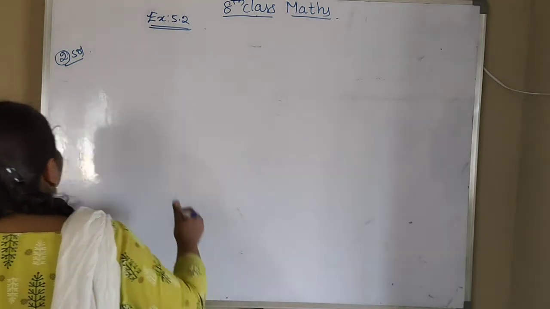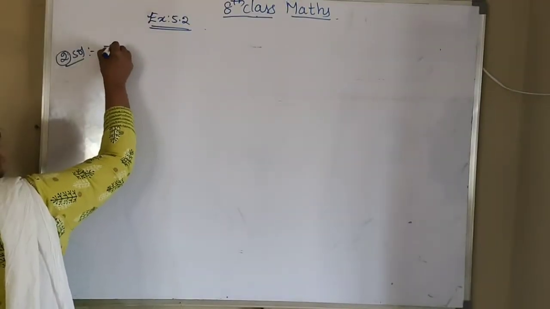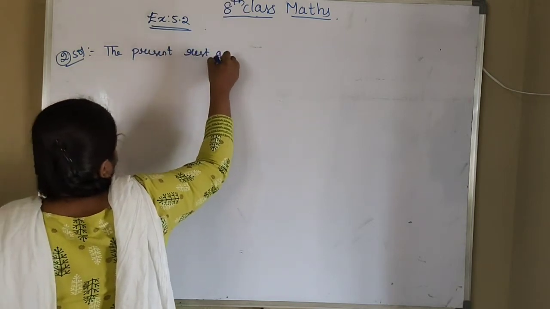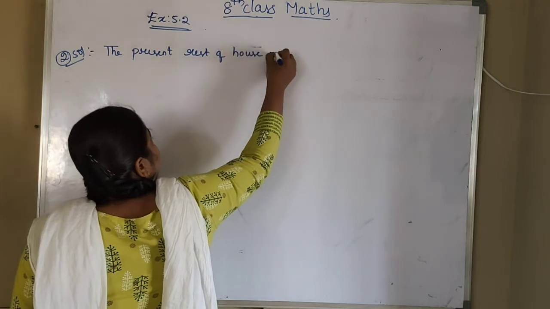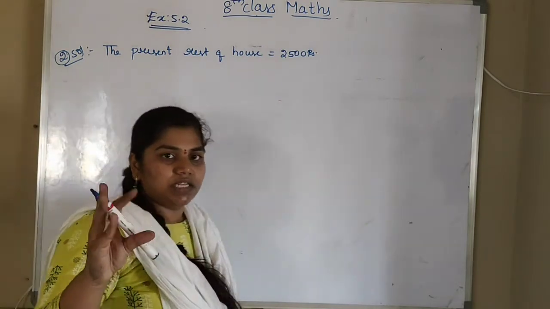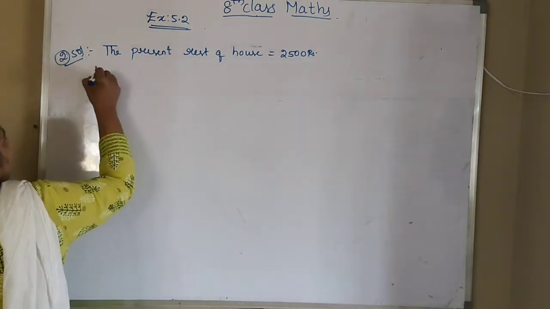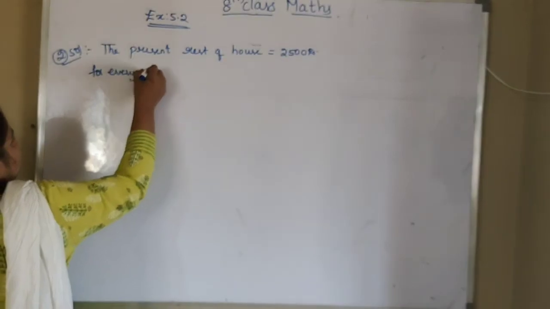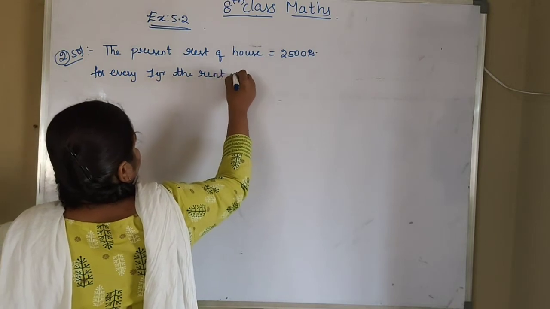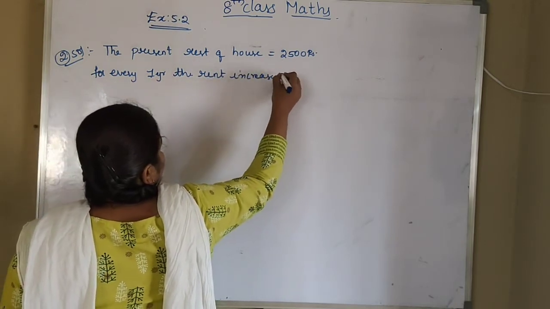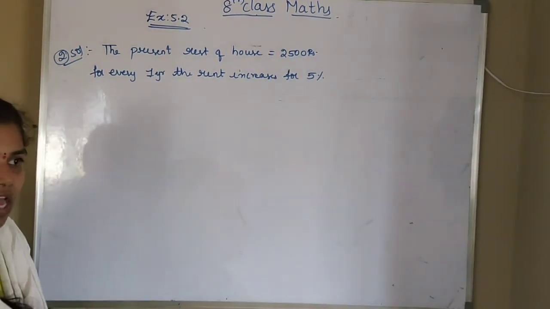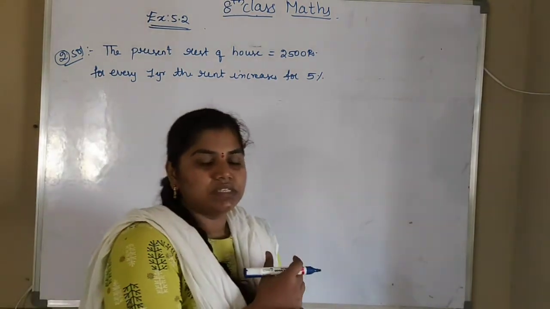So here what you will write? The current rent, the present rent of the house is equal to 2,500 rupees, and for every 1 year the rent increases by 5%. Okay, so what we have to find? We have to find what the rent is after 2 years.